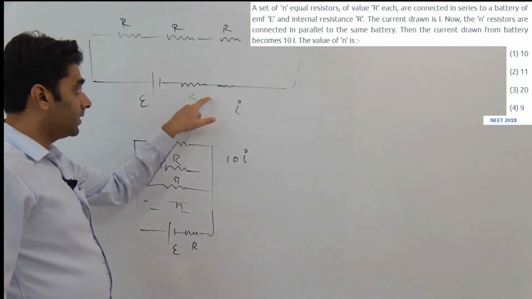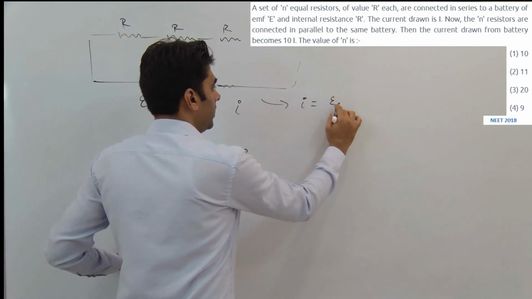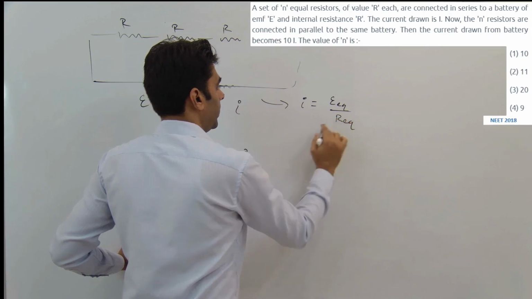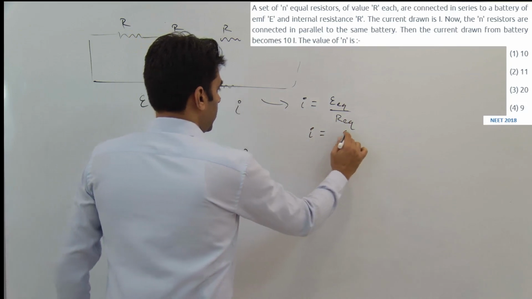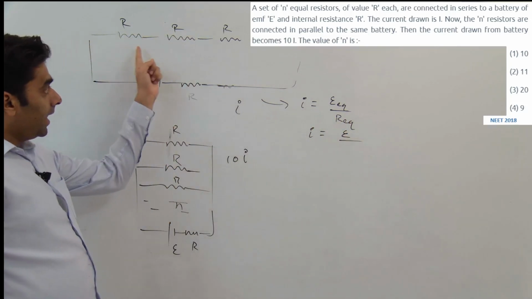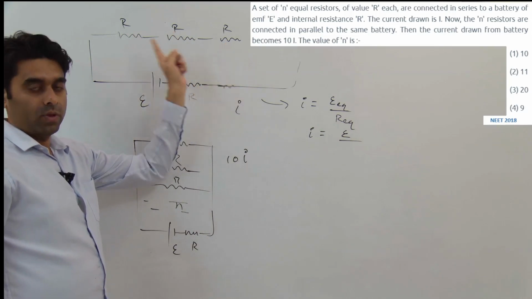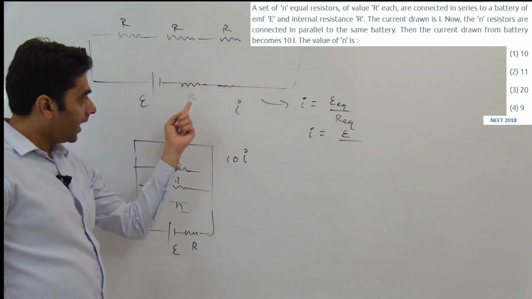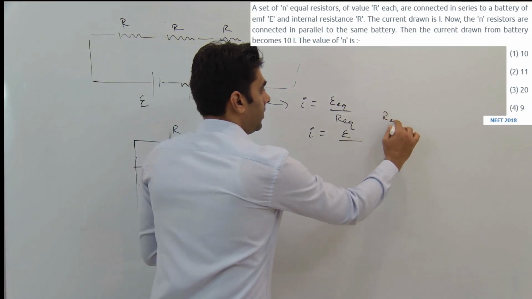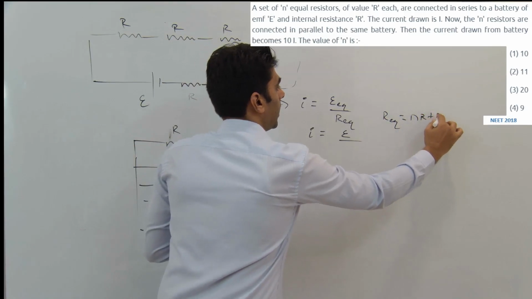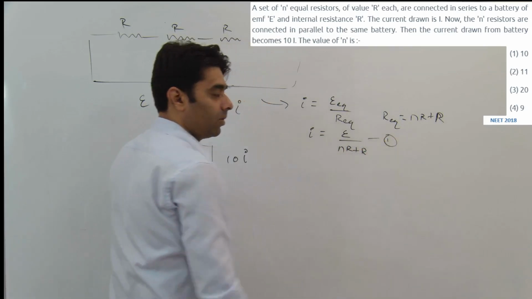First of all, let us see in this case how much will be the current. So beta, current in this case will be E equivalent by R equivalent, right? E equivalent, a single cell is there, so it will be E. E by R equivalent, how much will R equivalent be? N resistors are there in series, so the equivalent for this will be NR, and one internal resistance is there, so R equivalent will be NR plus R. Fine. First we got this I value.